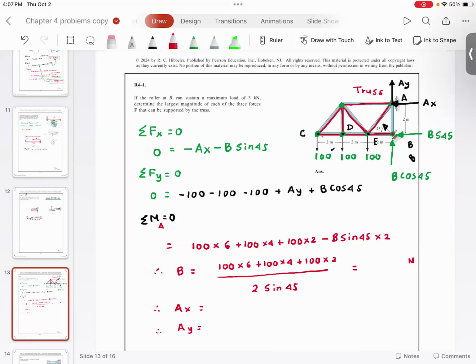Tell me, what is the answer for B, please? 848. What is the value of AX?